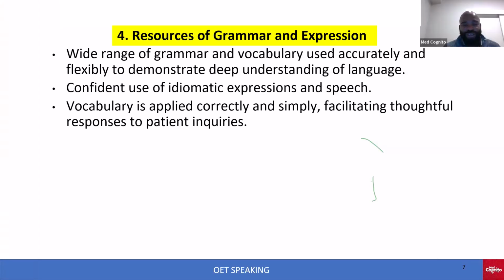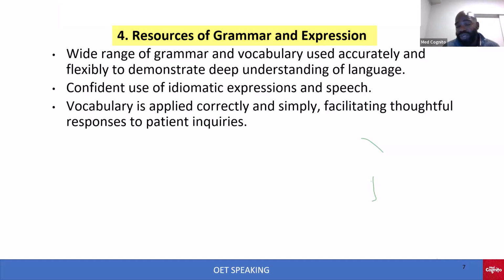Vocabulary, you will be evaluated for your vocabulary. It's applied correctly, simply, facilitating thoughtful responses to the patient's inquiries. So the patient is asking you questions seeking to understand something during the speaking interaction. You are using vocabulary that's easy for the patient to understand, so that the patient can relate to what you are communicating to them.